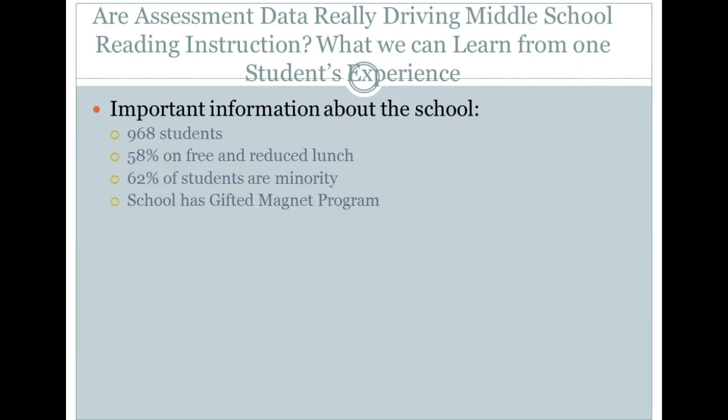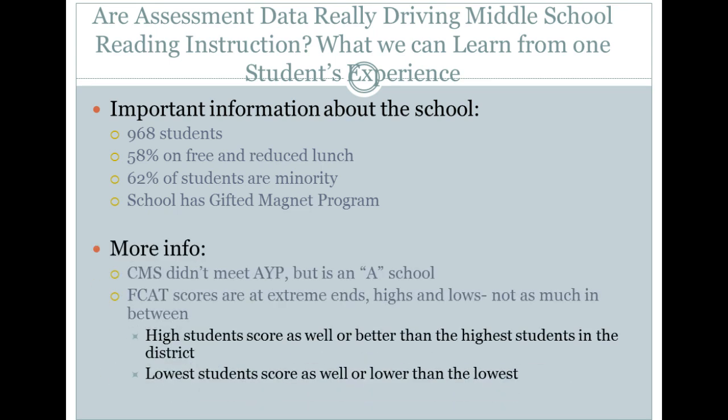So, taking a look at the demographics of the school, which you should be doing for assignment 3, there's 968 students. 58% are on free and reduced lunch, so that tells you there's some Title I there. 62% of students are minority, but the school has a gifted magnet program, which could explain the discrepancy between the high achieving students and the low achieving students.